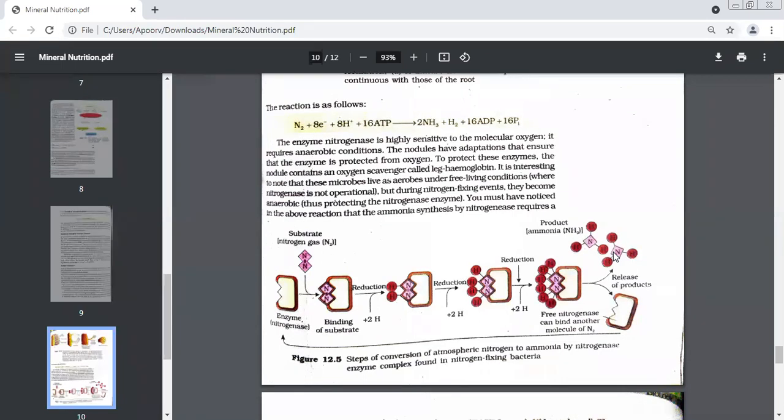And then which enzyme will start functioning? Nitrogenase. If nitrogenase is functioning, then it will start converting nitrogen to ammonia. Very good. So the basic purpose is to convert nitrogen to ammonia. Let me see if you understood this.